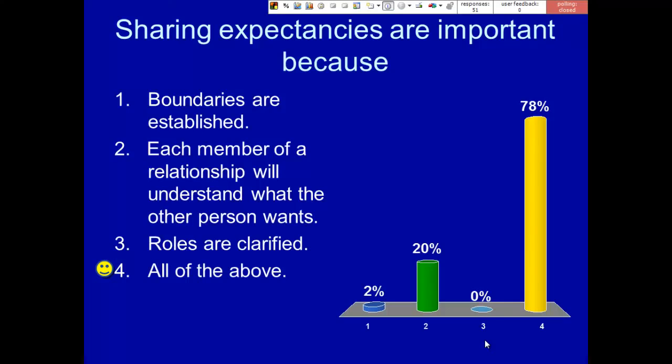Each member of a relationship will understand what the other person wants. Yes, that's true, but roles are also defined. That's there. So it's all of the above. When you have a question like this and you know that 2 out of the 3 are correct, but you're not sure about the third one, go with all of the above, because you got 2 out of 3 already. I don't usually ask questions on my test that are things like 1 and 2 are true, but 2 and 3 are not true, or 3 and 4. Those get too confusing, right? So there'll be more clear questions like that. Okay, so that's the end of that chapter.